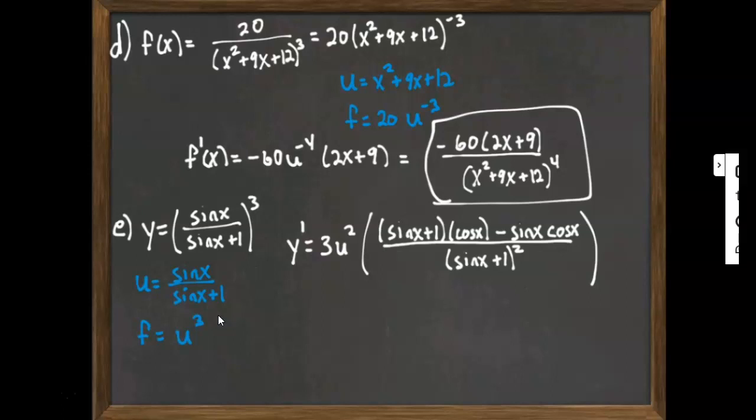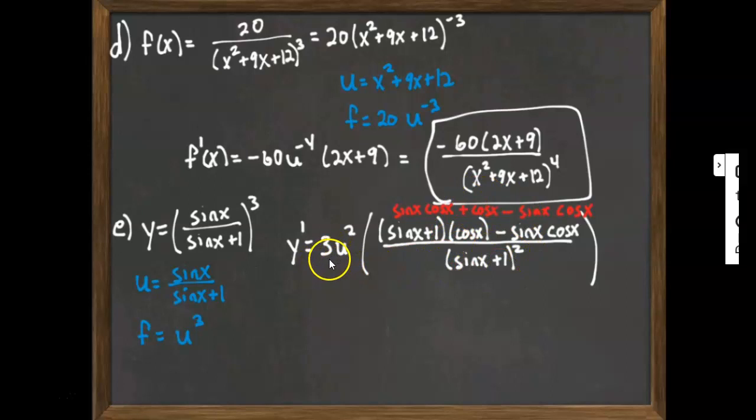Now, let me simplify the stuff on the numerator here. So I'm going to kind of write that down there. If I multiply through sine x plus 1 times cosine x, I'm going to get sine x cosine x, all right, sine times cosine, plus cosine times 1, which would be cosine x. And then that's minus sine x cosine x. So notice that the sine x cosine x's in that top just go away. And the whole numerator here is just going to be cosine x over sine x plus 1 squared. So that's simplifying that piece on the inside here.